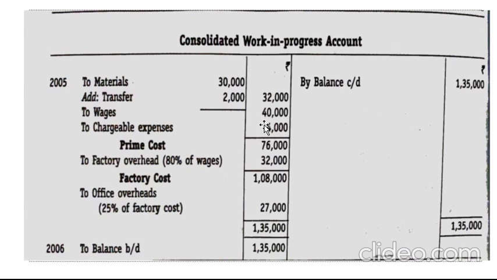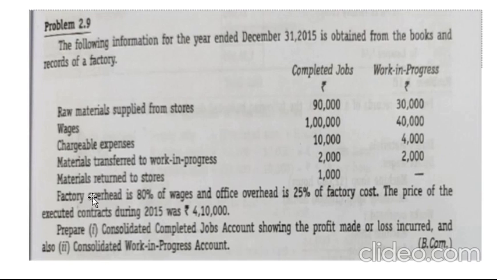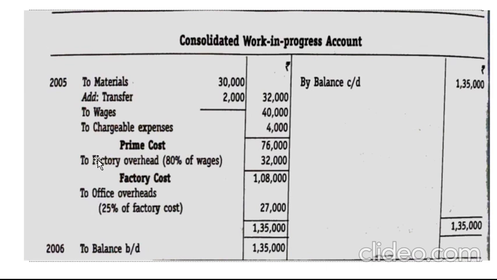So the total of your direct expenses will give you your prime cost, which is 76,000. After your prime cost, you need to check whether you have factory overhead. Yes, if you look here, the same statement is applicable as per your previous year. Factory overhead is 80% of wages and office overhead is 25% of factory cost.